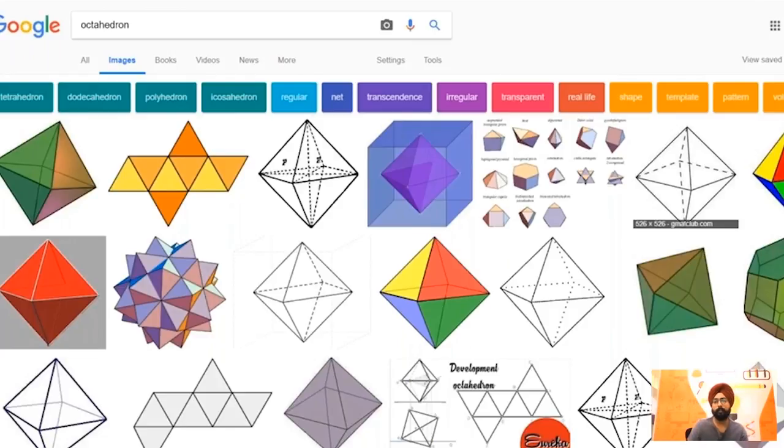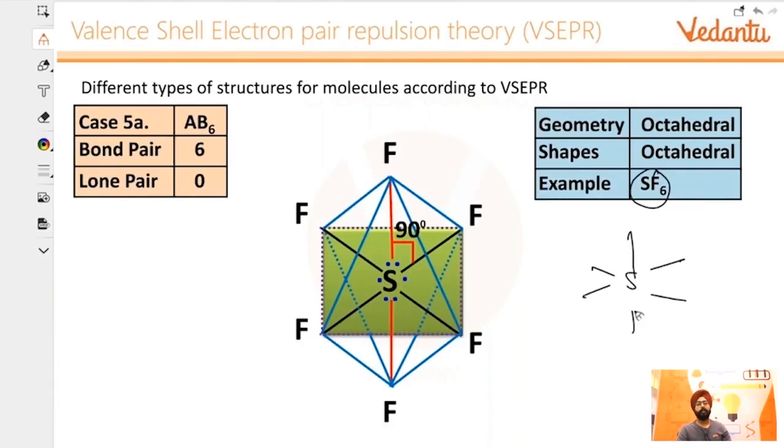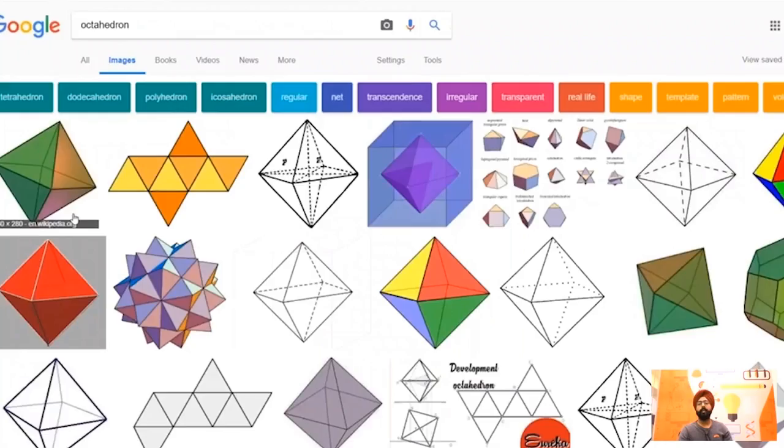So sulfur, fluorine, fluorine, fluorine, fluorine in one plane, and other fluorines in these two planes. Okay. Since it is octahedral, there are actually 8 faces here. 1, 2, 3, 4, 5, 6, 7, 8. Can you see the 8 faces? So hedra means face. Octahedron means 8 faces. Tetrahedron means 4 faces. Okay. So this is a tetrahedron. Exactly, you said phases. I said faces. Not phase, face.